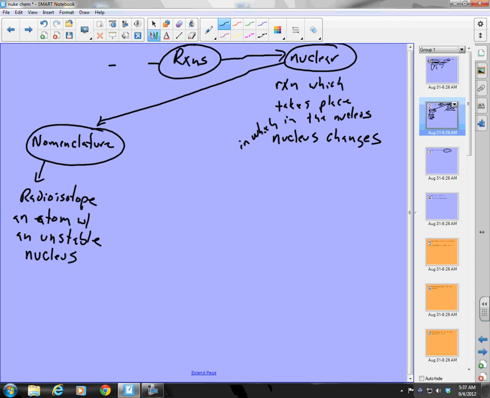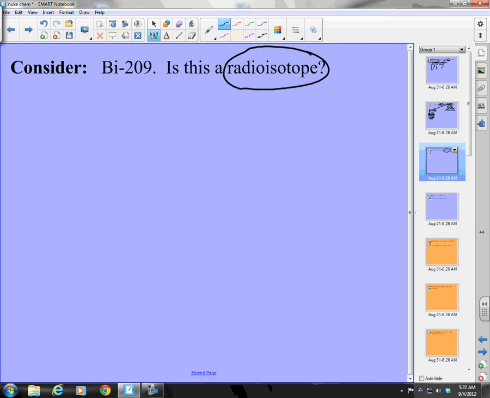That is a radioisotope, an atom or an isotope with an unstable nucleus. Good. So let's add something else. This is radioisotope. So what do we know so far? If it's a radioisotope, the question we're asking is, does bismuth 209 have an unstable nucleus? That's the question. Can we answer that yet? Not yet. We have to learn more.